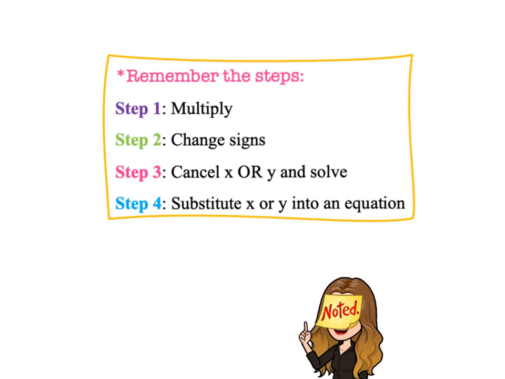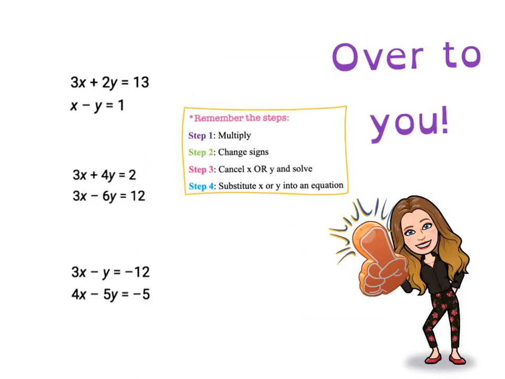So we need to remember these steps when we're answering all simultaneous equation questions. So step 1, do we need to multiply to make the equations the same? Do we need to change the signs? Do we cancel x or y, and this will depend on each unique equation, and then substitute in x or y into the equation. Let's take a look at these questions here.